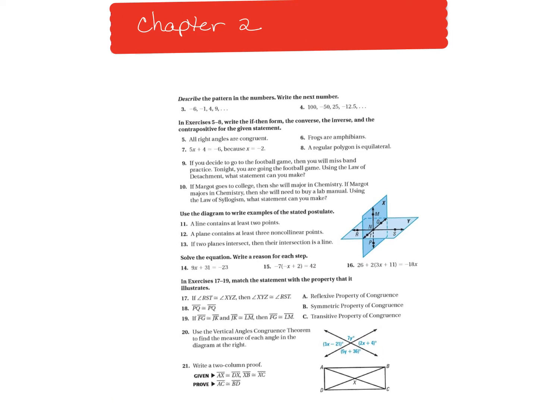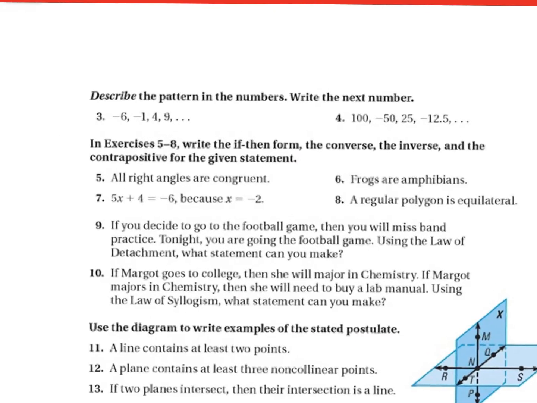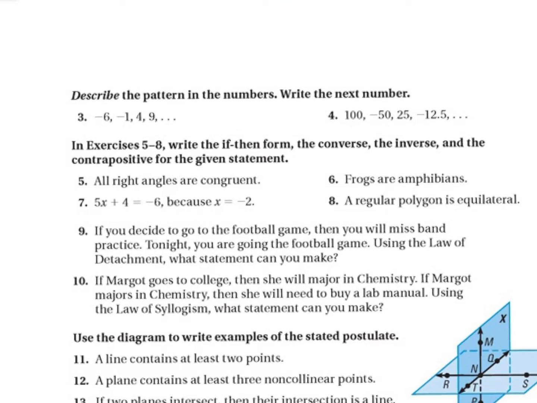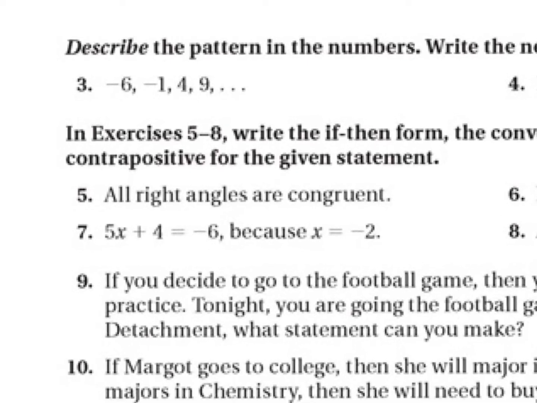So this is the Chapter 2 review for the midterm study guide. What we're going to do here, it says to describe the pattern. If I look at my pattern, it looks like each time they are adding 5 to complete the pattern. So you could have either said that it's increasing by 5 or add 5. So my next number in the pattern is going to be the number 14.